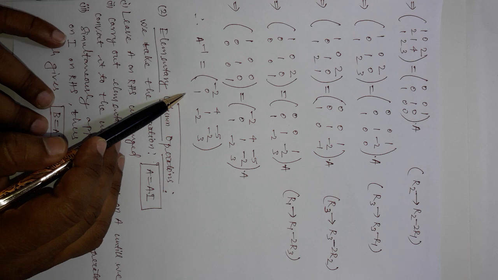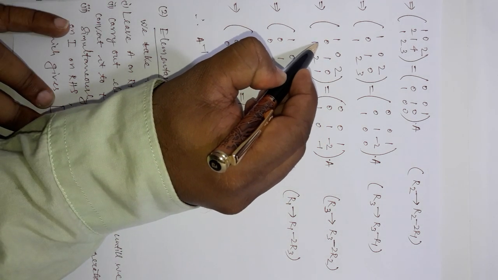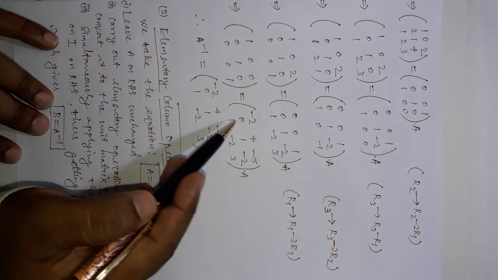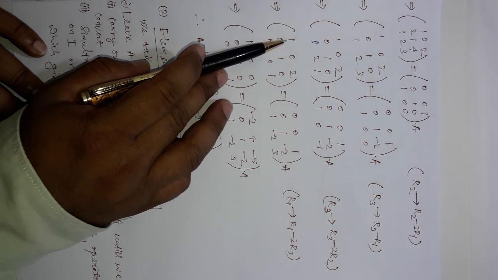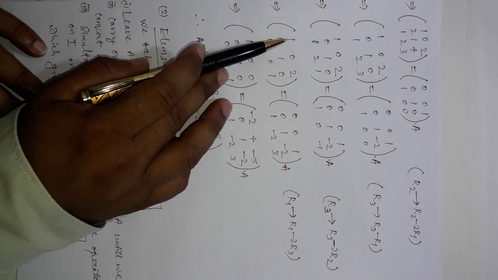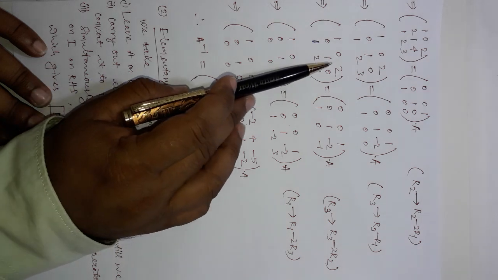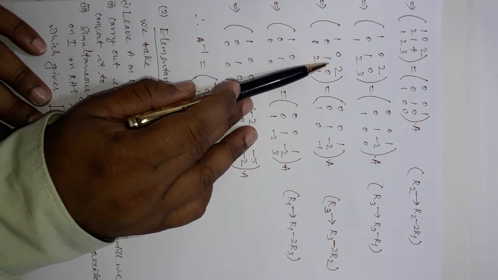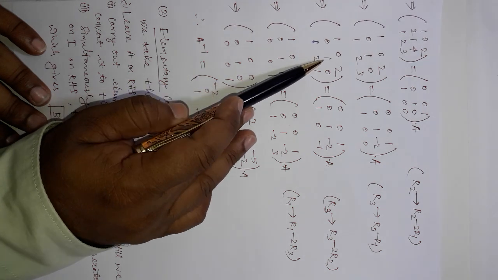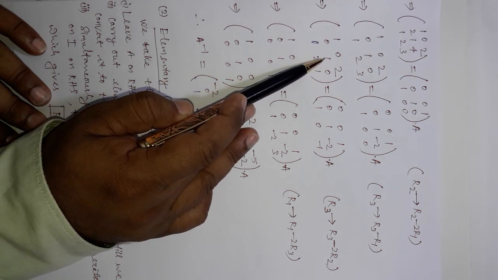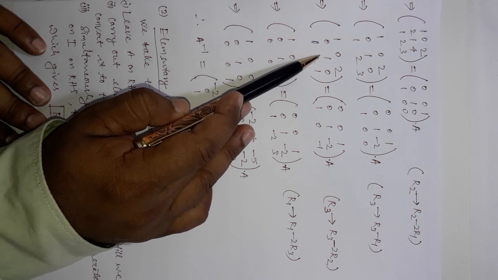Okay friends, here this will be 0, and after converting the first column to 1 0 0, looking like the first column of the identity matrix, I will focus on the second column. Second column element should be 0 1 0, it is already 0, it is already 1. Now I have to make this 2 change to 0.